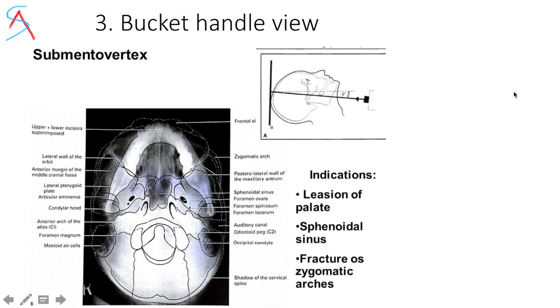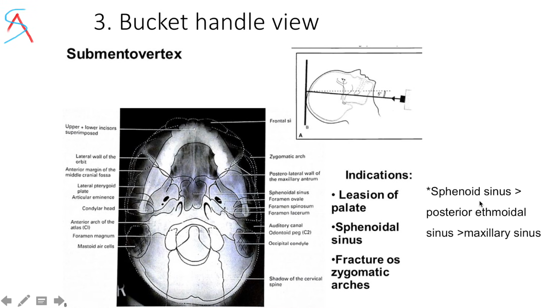The next view which we look at is the bucket handle view. In the bucket handle view, we send the X-ray beams below the chin. It's called the submental vertex view. It is best to see zygomatic arches and sphenoidal sinuses. In the submental vertex view, the best sinus we see is the sphenoid sinus.